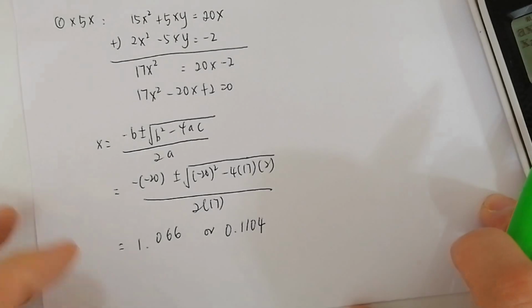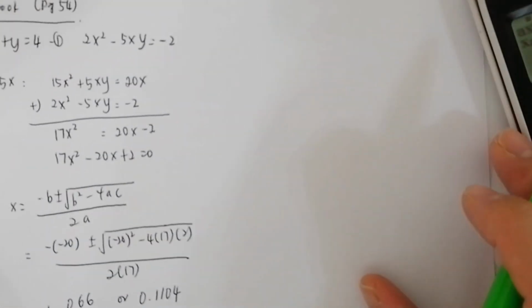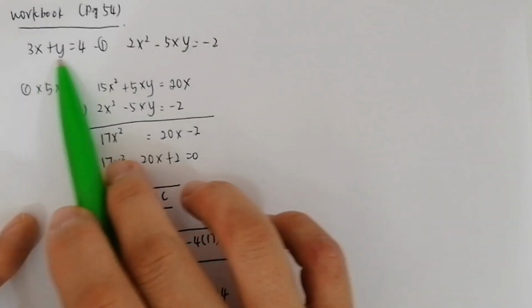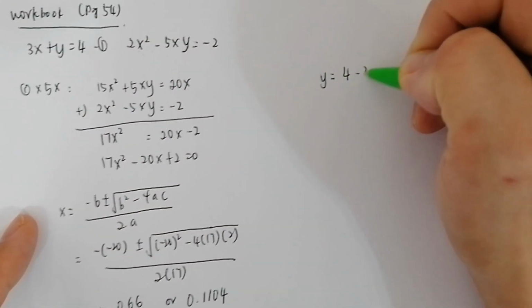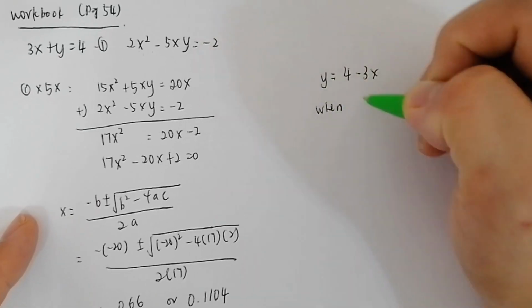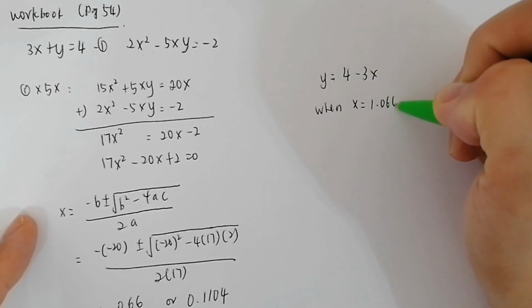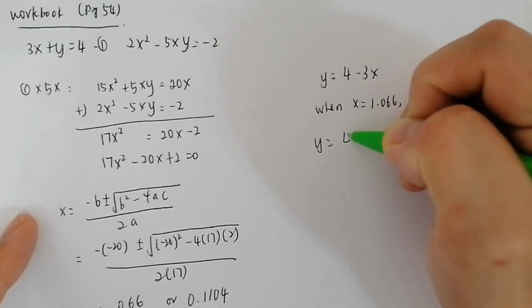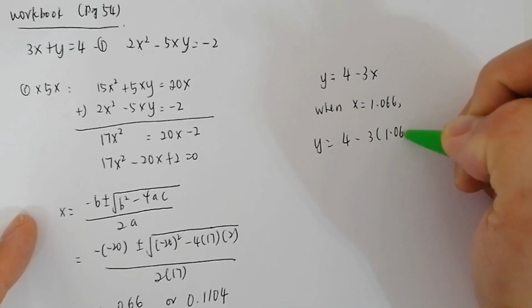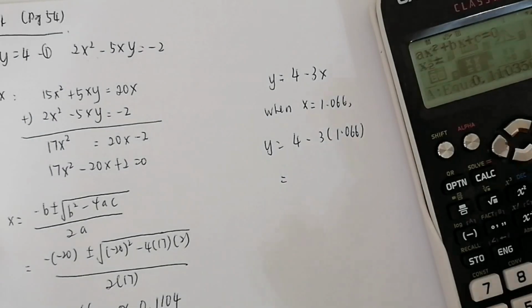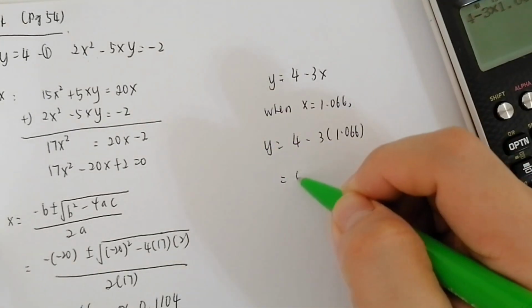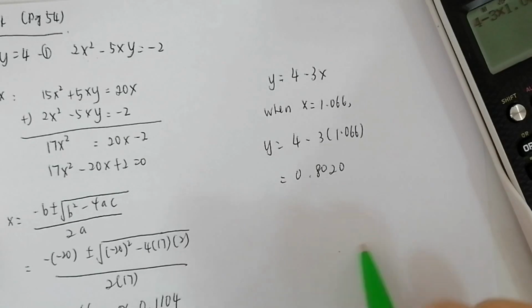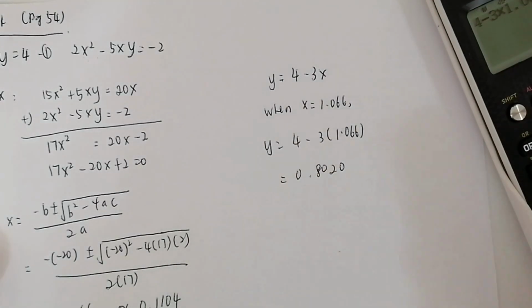Alright, now after you get the value for x, we need to find the value for y. So we are going to use this equation. From here, we rearrange, you will get 4 minus 3x. Okay, so when x equal to 1.066, your y will be 4 minus 3 times 1.066. So 4 minus 3 times 1.066, you will get 0.8020. Okay, so we also round off to 4 significant figures.